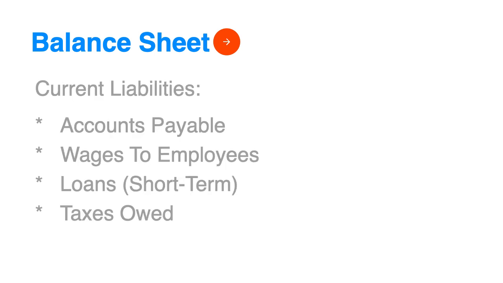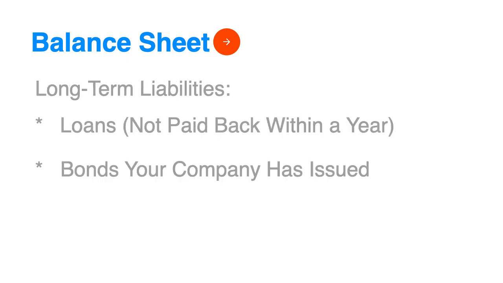So current liabilities would include accounts payable, like monthly bills, wages to employees because they've already done the work for you, therefore you already owe them those salaries, short-term loans, and any taxes owed.